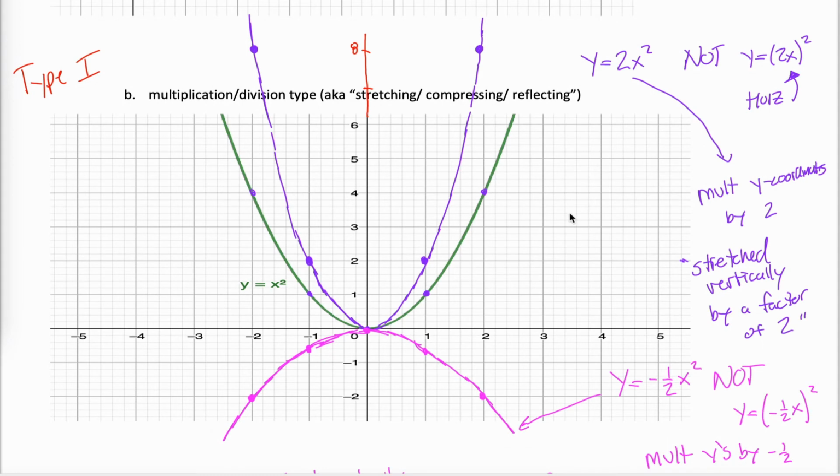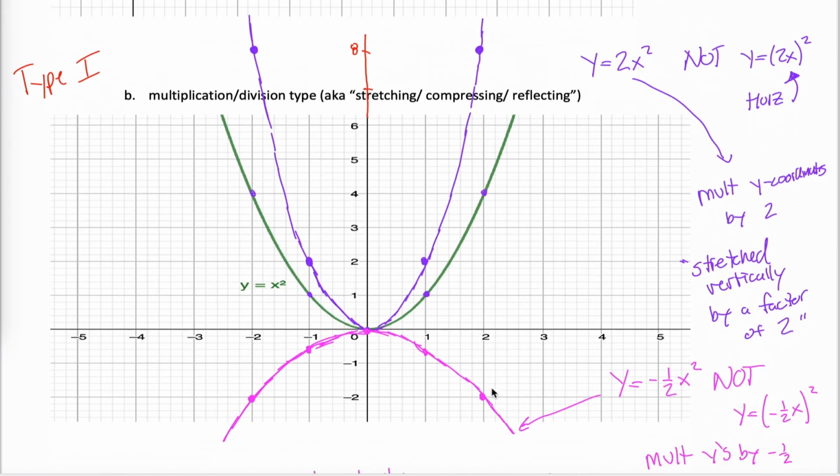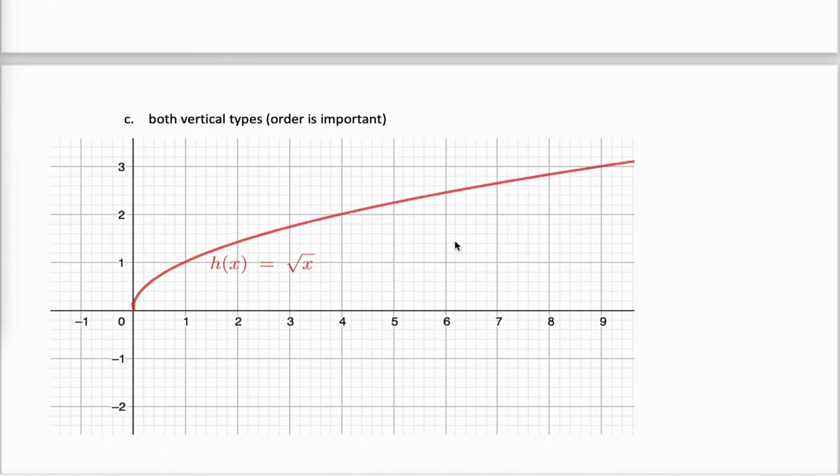One final case to consider before I call this video good. What if you had both type 1 and type 2 vertical transformations within the same problem? So let's go back to this h of x equals the square root of x example. Let me try to make this as hard as possible.